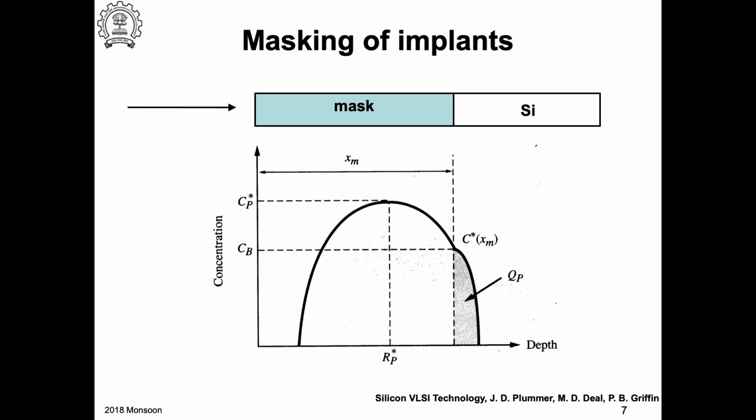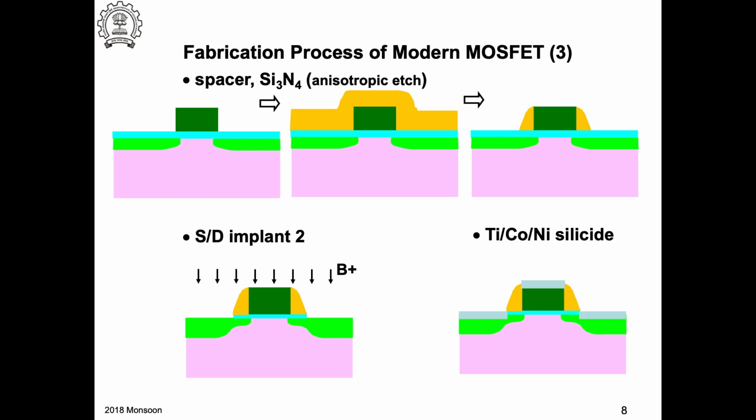Why is this important in a MOSFET or anything? Let's say I take a gate and a transistor, and I want to do this source drain implant. The gate is actually acting as the mask. There is no other mask for this process. So if the gate is thin, what is the problem? Let's say I am going to implant boron here. So boron gets implanted here as well. If it is thin, what would happen?